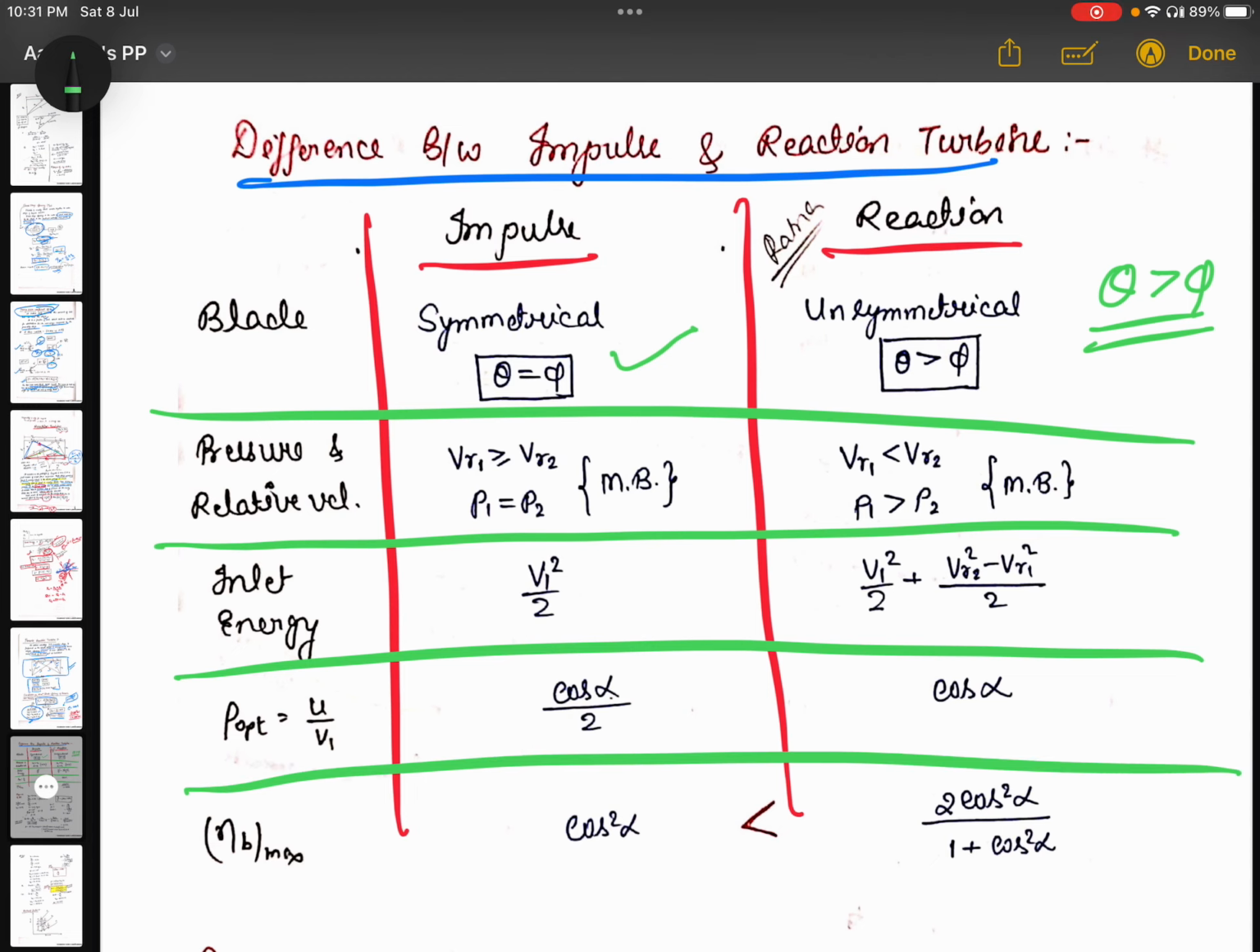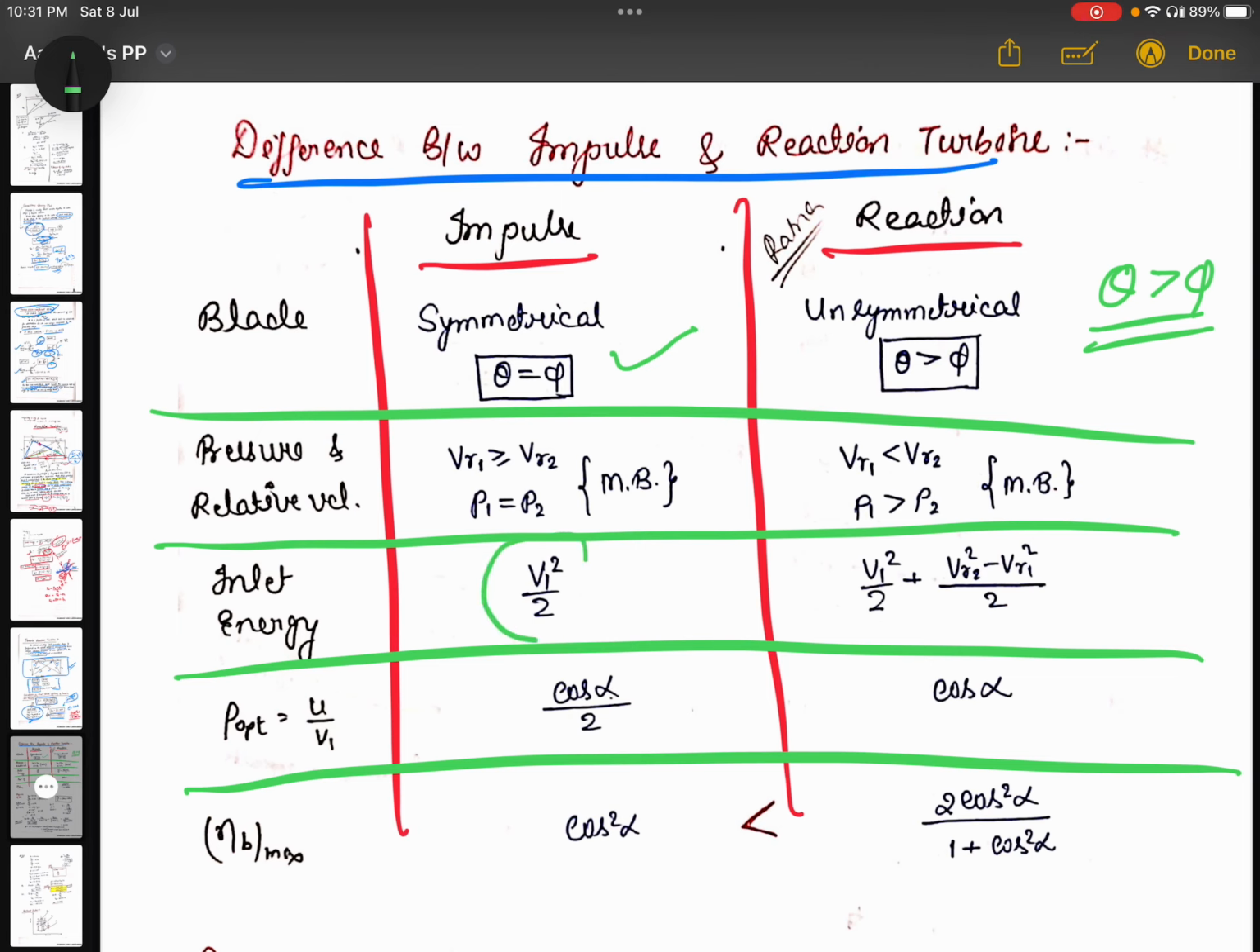In the impulse turbine, the inlet relative velocity is greater than or equal to the outlet relative velocity. Here, in the reaction turbine, the inlet relative velocity is less than the outlet relative velocity. Here relative velocity increases because we want to get the reaction effect, so the outlet relative velocity should be more. The pressure drop occurs because of the orientation and aerodynamic shape of the blades, and because of that the velocity is increasing, because it's working like a nozzle in the case of the moving blade.